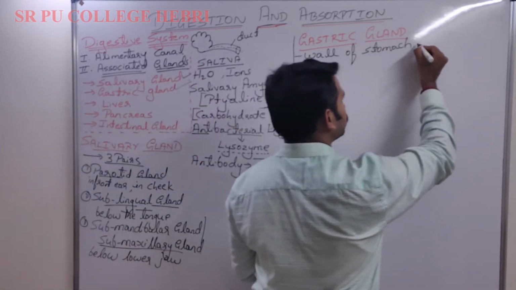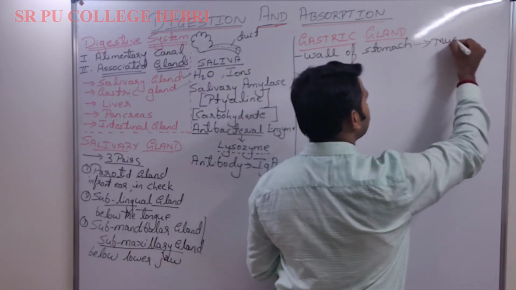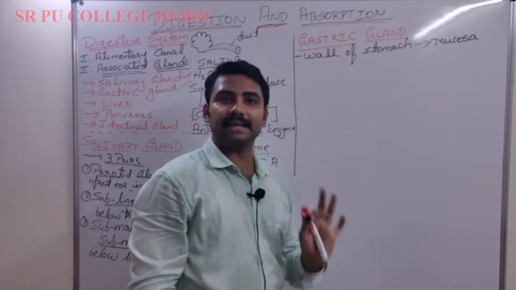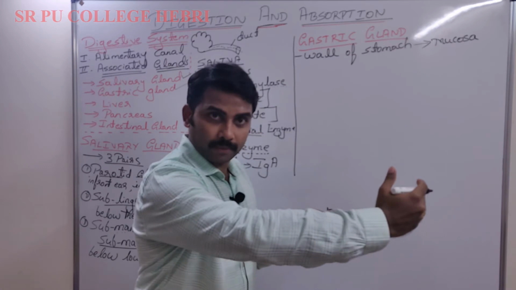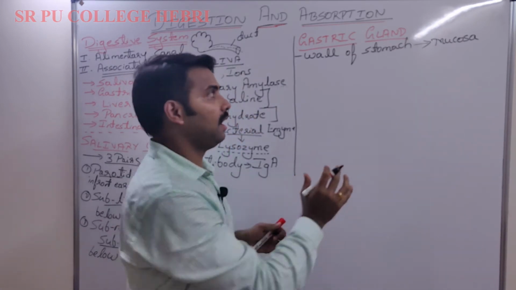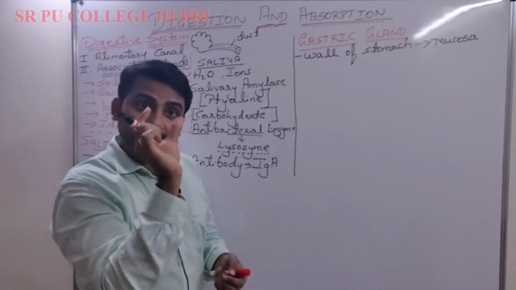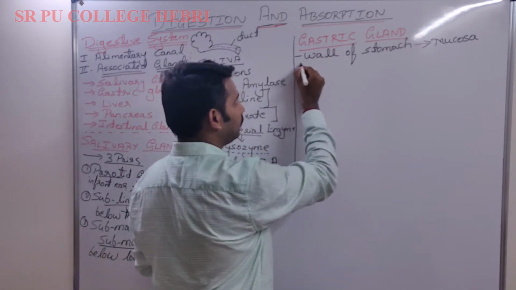Now one more question, it is present in which layer? It is in the mucosa. That's why gastric gland is called mucosal gland. It is not in the submucosa, not in the muscularis. It is in which layer? Mucosa. So what do we call this? Mucosal gland.